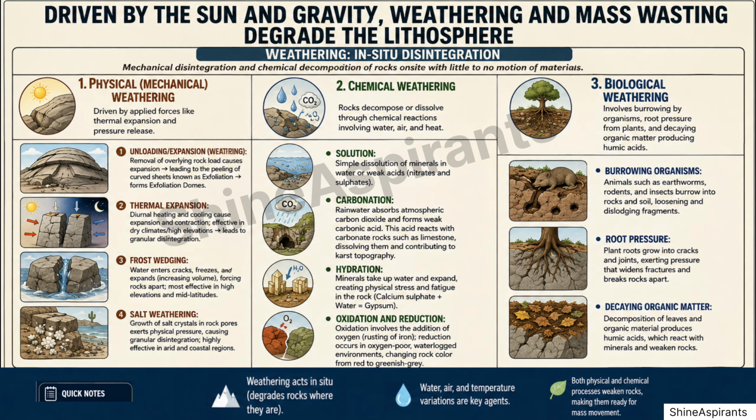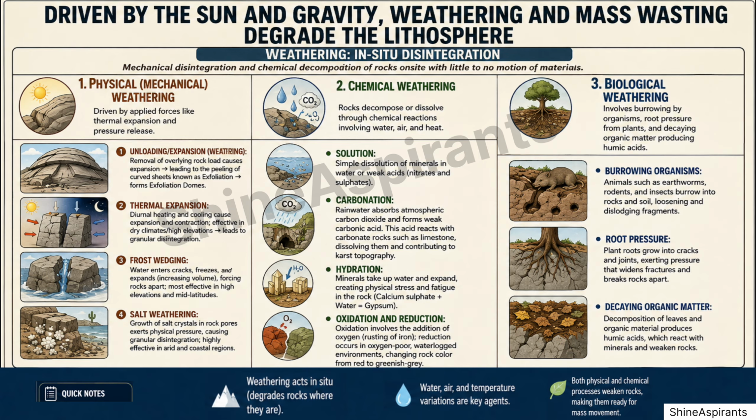2. Chemical weathering. Rocks decompose or dissolve through chemical reactions involving water, air, and heat. Solution: simple dissolution of minerals in water or weak acids, nitrates and sulfates. Carbonation: rainwater absorbs atmospheric CO2, forms weak carbonic acid, reacts with carbonate rocks like limestone and dissolves them, contributes to karst topography. Hydration: minerals take up water and expand, creates physical stress and fatigue in the rock. Example: calcium sulfate plus water gives gypsum.